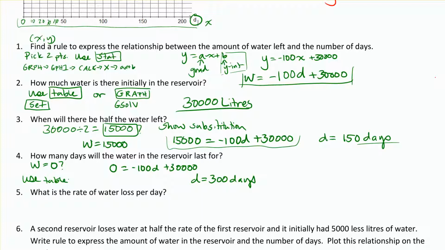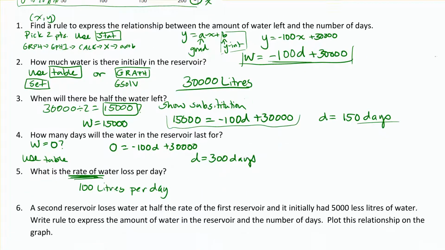What is the rate of water loss per day? Well, I can't really use my calculator to help me with this any more than it already has. I have to remember that the rate is my gradient, that I'm losing, going back to my equation, a rate of 100 liters per day, because that's negative 100. So 100 liters per day. And remember that it's per day because my units are day and liters on the x and y axes.